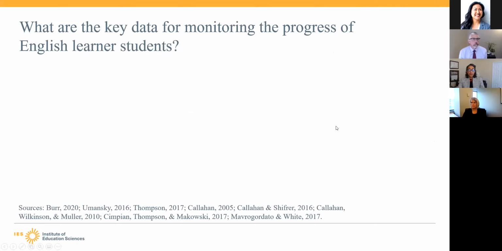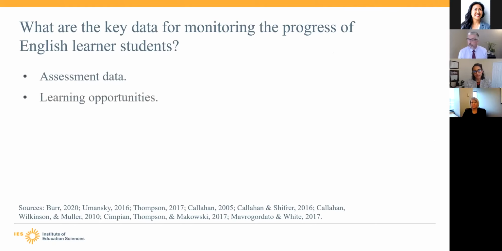All right, so what are the key data we might want for monitoring the progress of English learner students? I'm going to talk about several categories of data, and we'll go through each of them in turn. A big one that we'll start with is assessment data, your standardized summative assessments that are used for accountability. I also strongly recommend looking for information about students' learning opportunities, which hopefully is clearer why that's important based on the legal context we just reviewed.